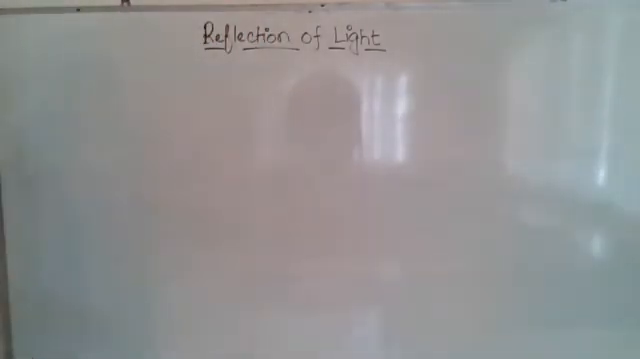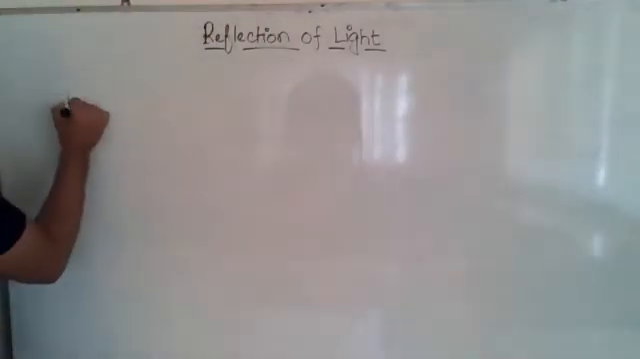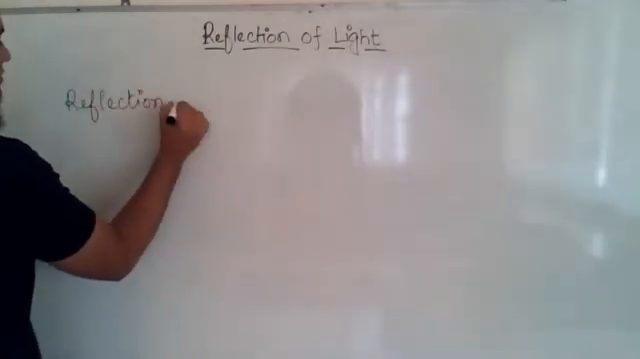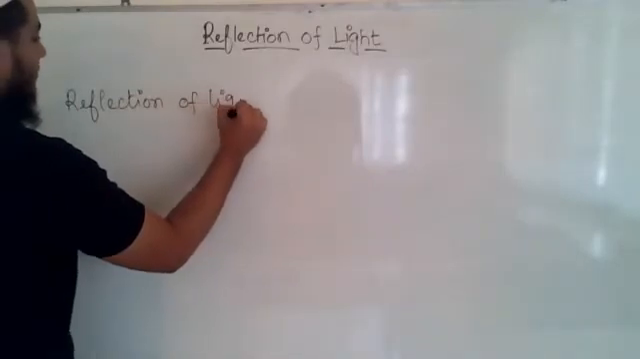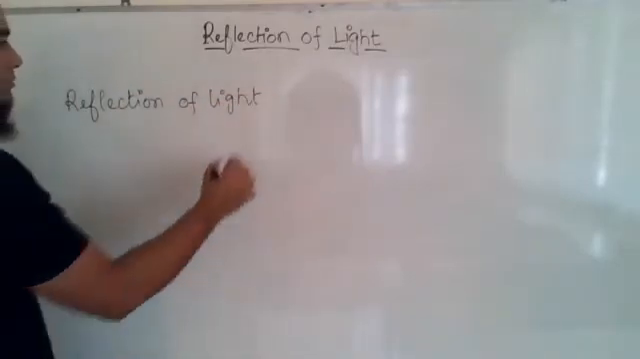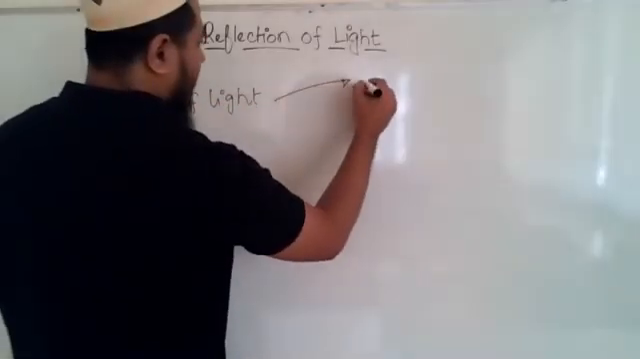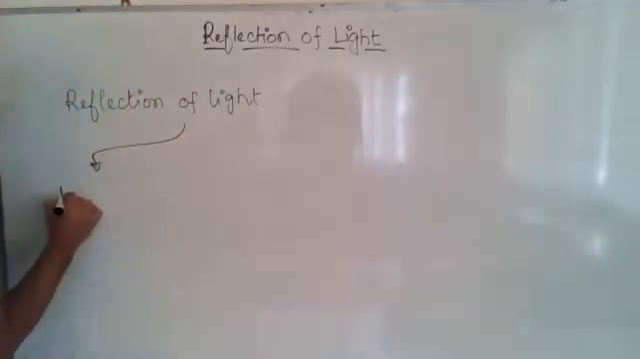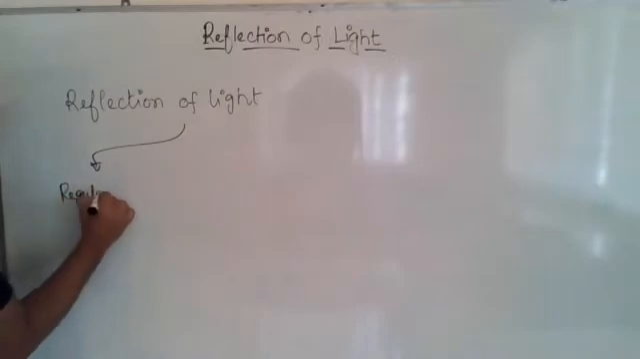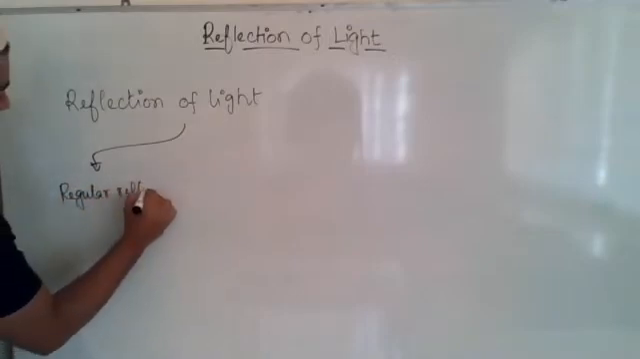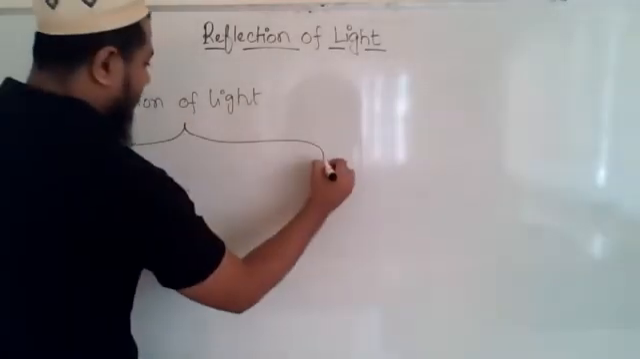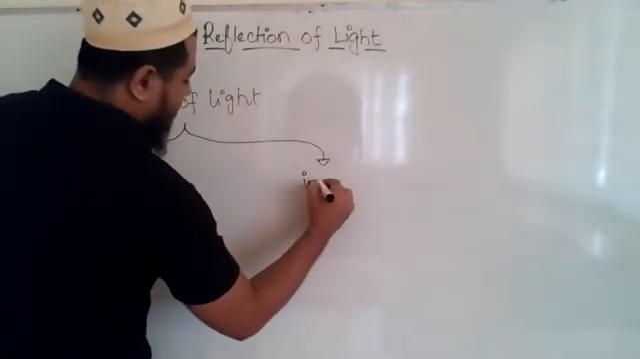Okay. Now, reflection of light is mainly of two types. Number one is regular reflection, and the other one is irregular reflection.